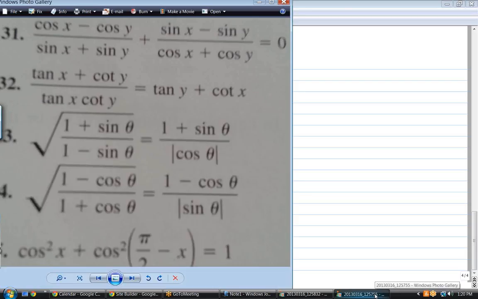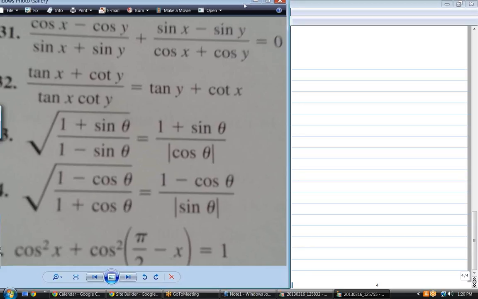Do you have to do just odds or every one? Just 31, 33, and 35. Okay, let's look at 33.